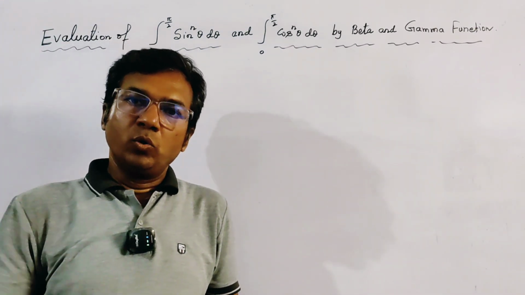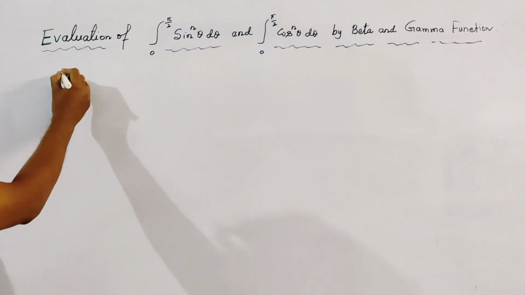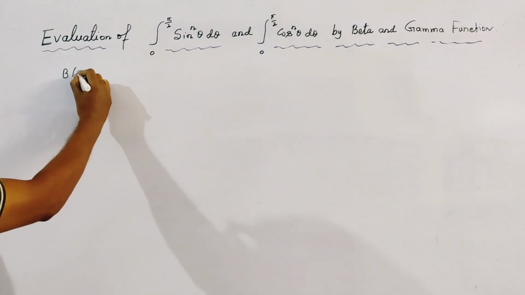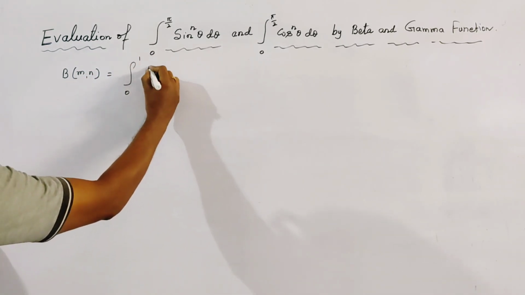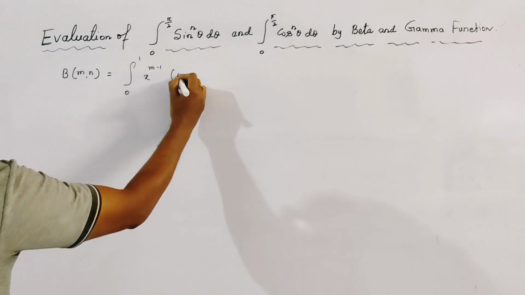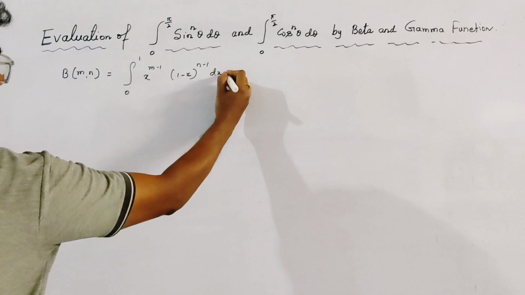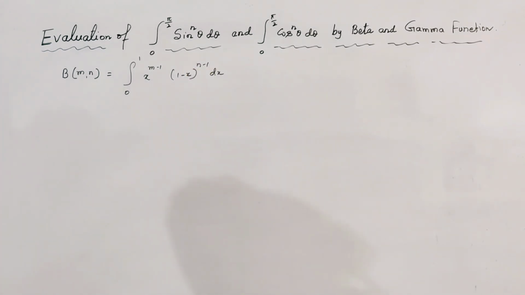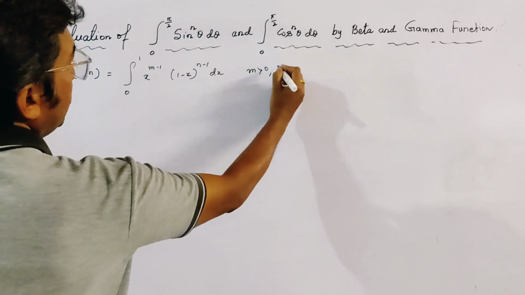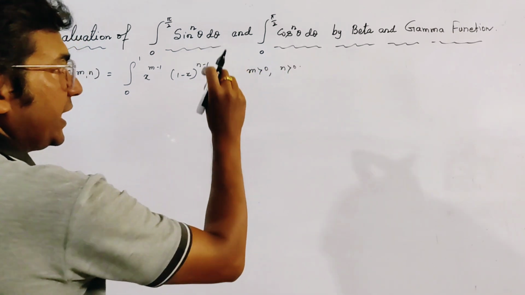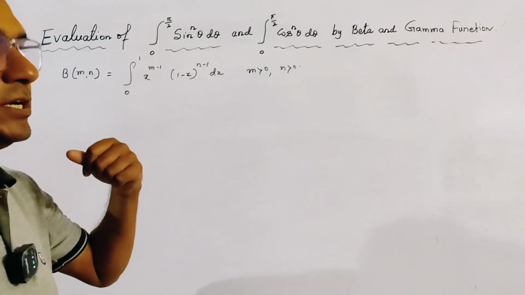Okay, we know from the definition of beta integral, we can write the beta function β(m,n) equal to the integral from 0 to 1 of x^(m-1) (1-x)^(n-1) dx. This is an improper integral, and it is convergent only when m > 0 and n > 0. That is, m and n are real numbers greater than 0. Then this integral is convergent.